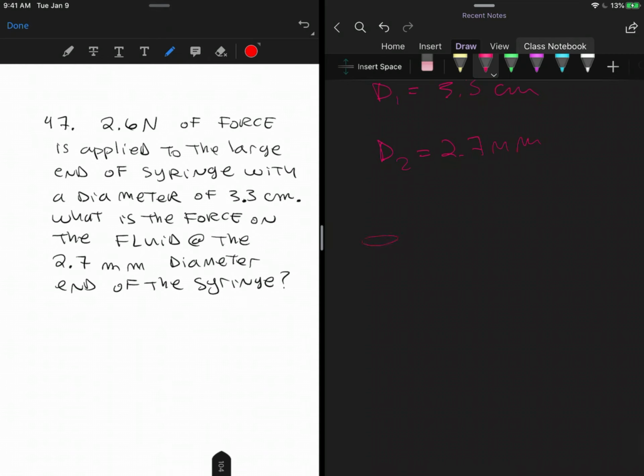Let's try to draw a picture for what's happening here. You have a tube system like this, with a large end and a small end. Actually, let's make it more accurate, since this is for a syringe. So you have a large end of the syringe and then the small end of the syringe. The large end has a diameter D1, and the force on the fluid here is F1. The small end has a diameter D2, and we're trying to find the force on the small end of the syringe, F2.